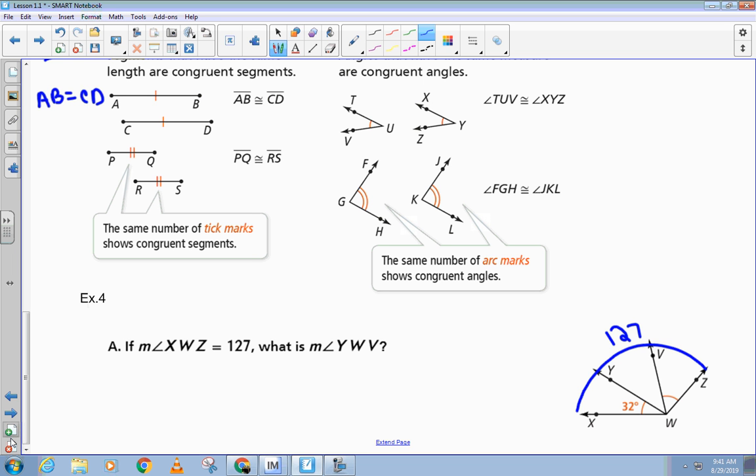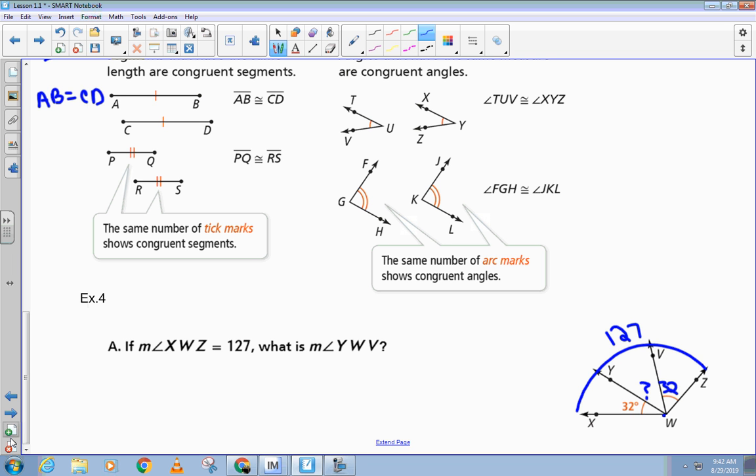YWV? I always have to read it carefully. For some reason, I'm dyslexic when I read angles. They all move around all the time. It moves around on me. So YWV is what we're looking for. That's my unknown, right there. What do these little arcs tell me? They're the same. So if this is 32, then what's this? This one's 32. So what am I going to do to find that missing piece?